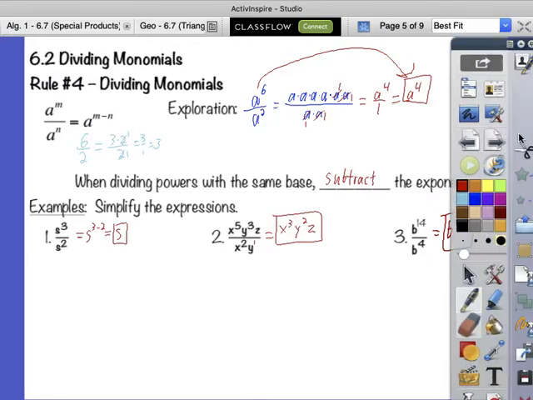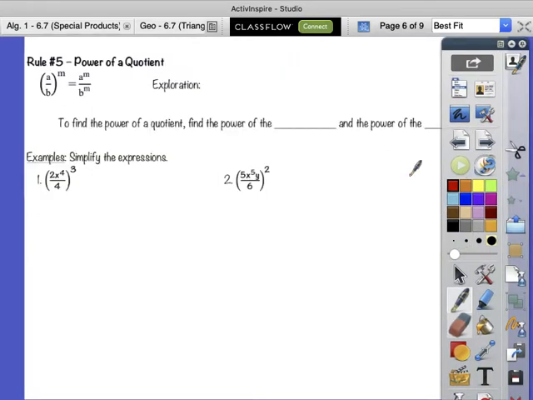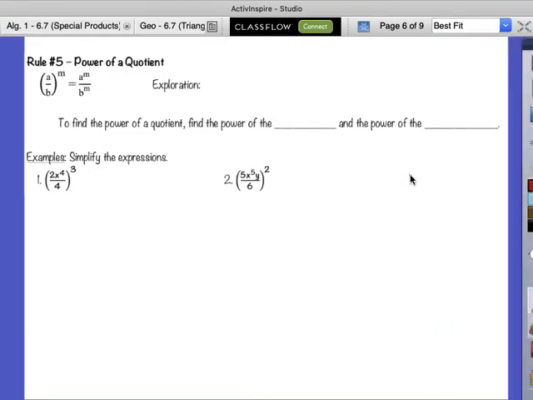Going on to rule number 5 here. Rule number 5, we're going to do a power of a quotient. In earlier rule number 2, we had power of a product. Now we have power of a quotient. A quotient is a division product, it's a fraction.